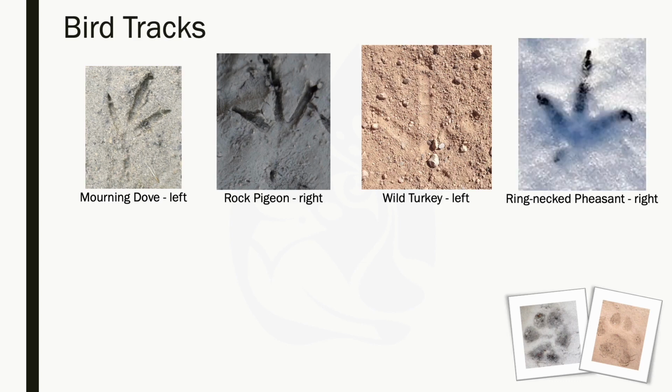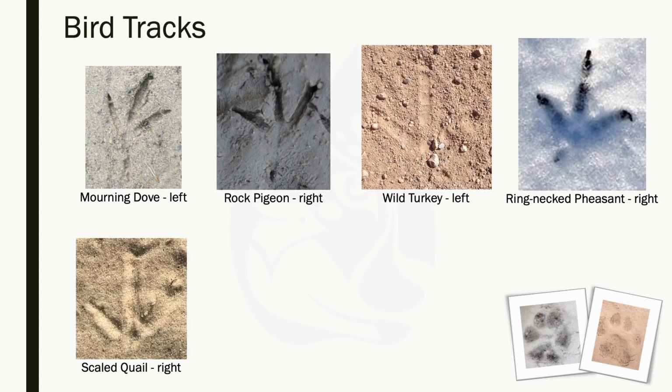Then here's another example of game or landfowl. This is a ringneck pheasant. This is a right track, and this is a really good track because, again, you can see all 3 forward-facing toes, but you can also see the hallux down below it. Okay, again, this is a right foot, and so you can really see even a little bit of segmentation in there as well.